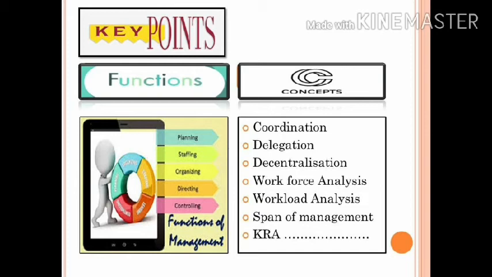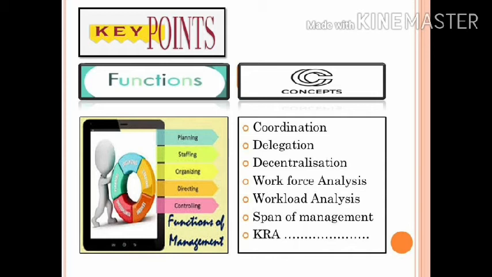identification of a function is asked, it means you directly think about the functions of management. And we all know that there are 5 functions of management: planning, staffing, organizing, directing and controlling. For that you have to be ready with the definitions of all those functions, and you have to identify whether the question is asked for planning, staffing, organizing, directing or controlling.